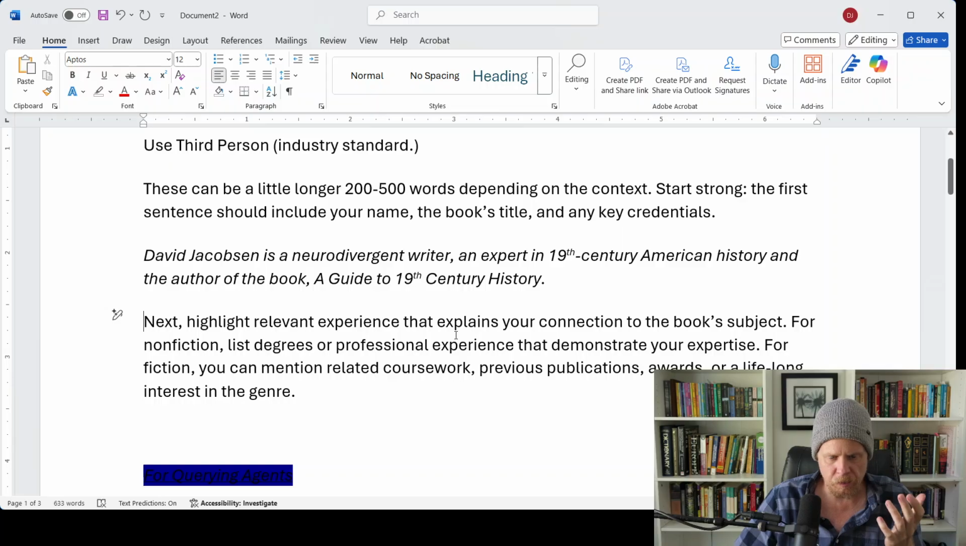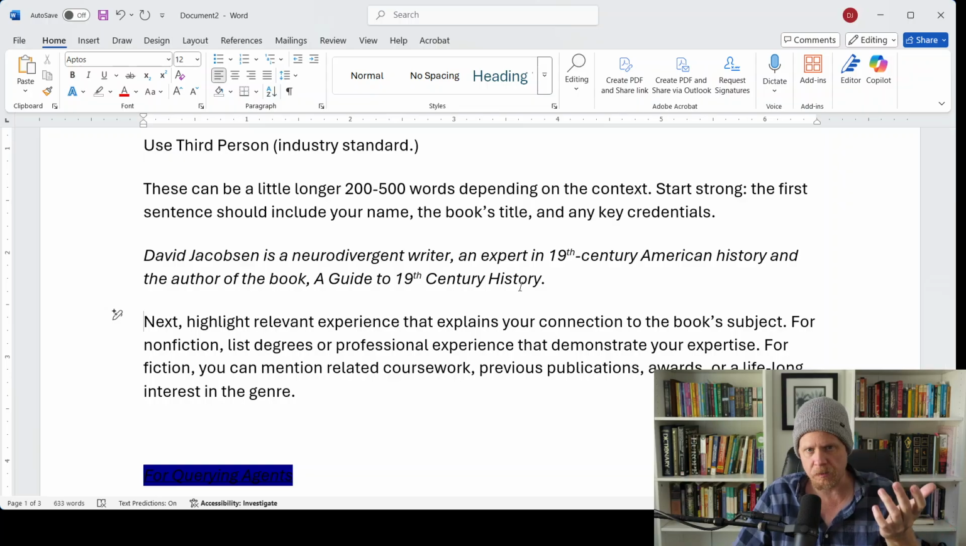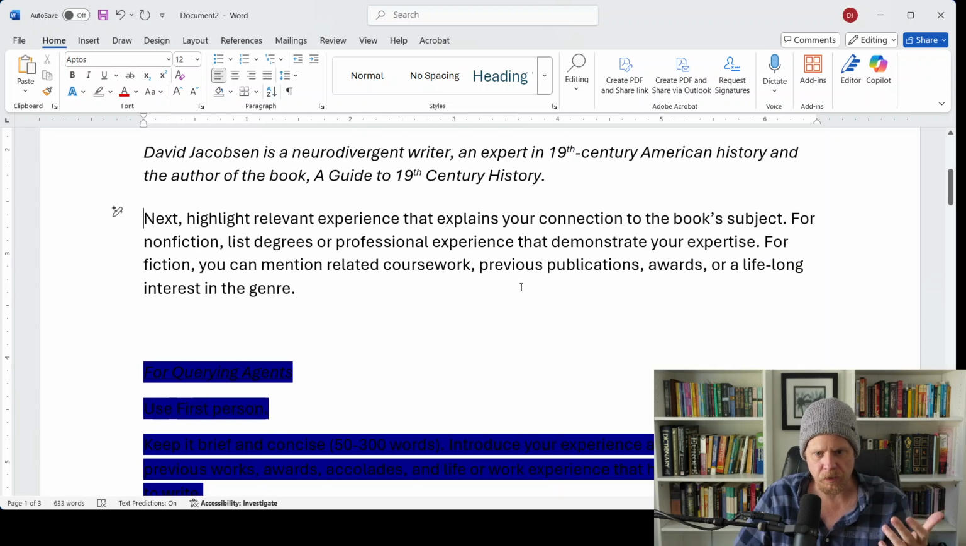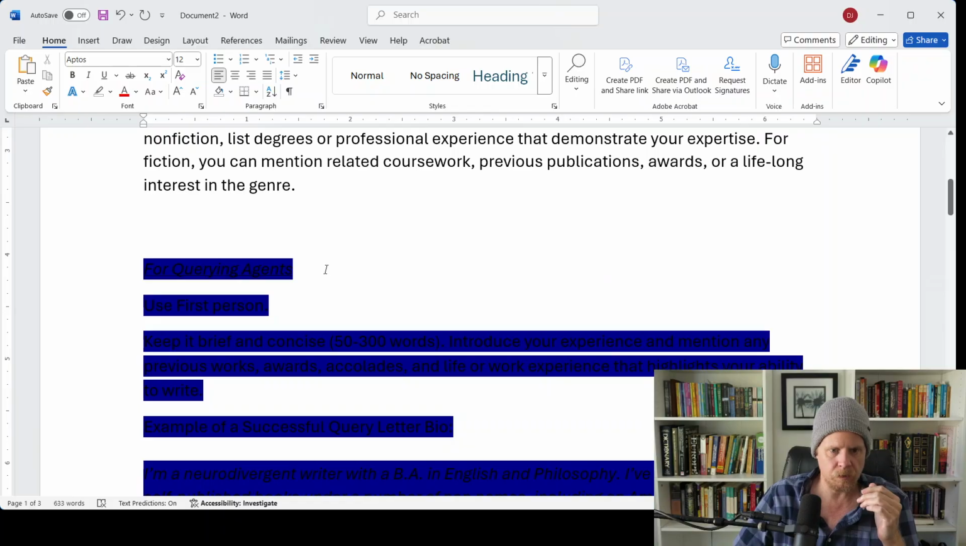Next, you're going to highlight relevant experience. So this would be in your second and third sentences, right? You want to highlight any relevant experience that explains your connection to the book's subject, or, again, just highlighting your professionalism and key credentials. For nonfiction, you want to list degrees or professional experience that demonstrate your relation to the topic that you're talking about. And for fiction, you can mention related coursework or previous publications or awards if you happen to have any, right? Or a lifelong interest in the genre.